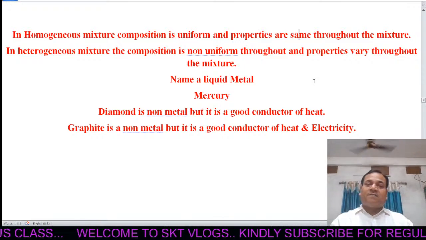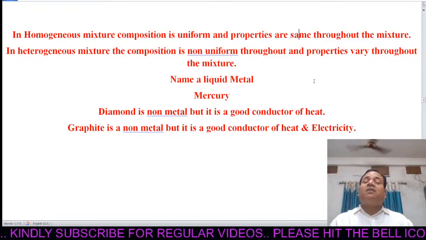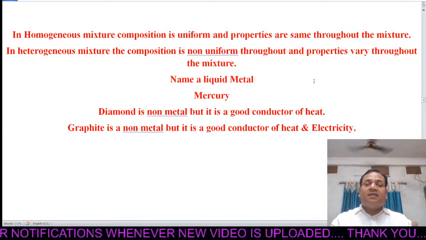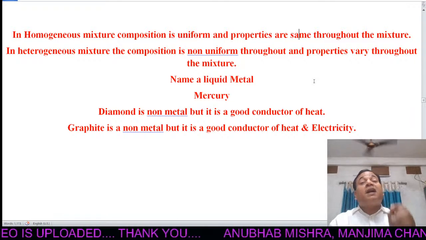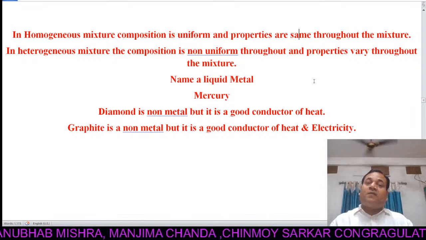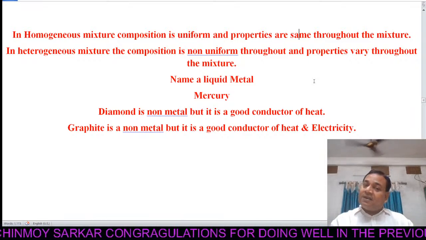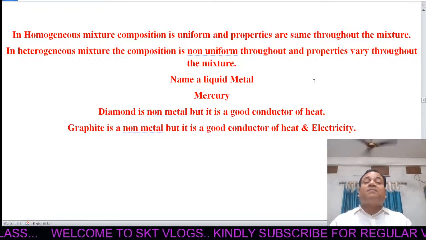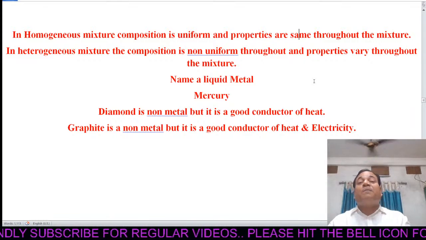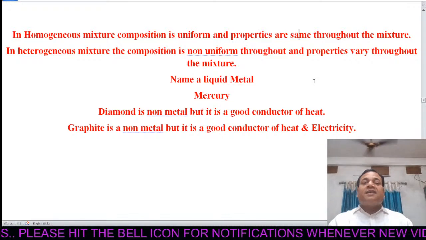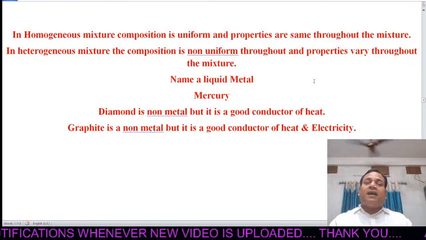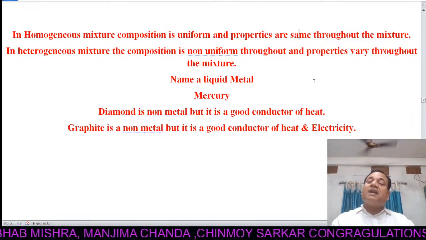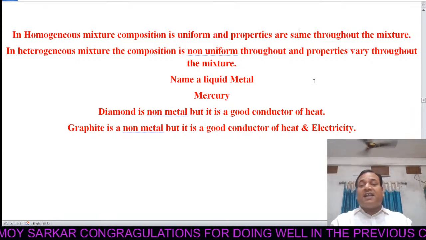These are the exceptions. Exception means what? Generally what we know? Plants do not move. Do plants move? No. Plants do not move. But there are some plants which can move from one place to another. Example, Chlamydomonas, Dictyostelium, Volvox. So these are the exceptional plants which can move from one place to another. Like that, diamond is an exception. Being a non-metal, diamond is a good conductor of heat, and graphite is a non-metal, but it is a good conductor of heat and electricity.